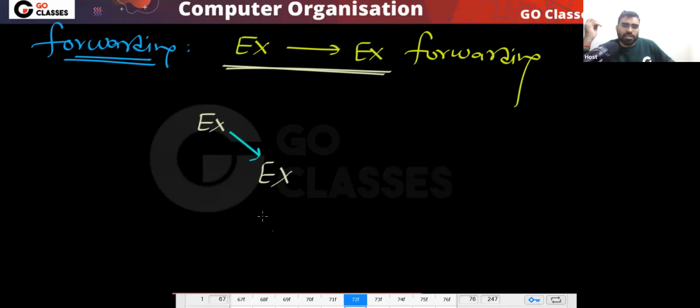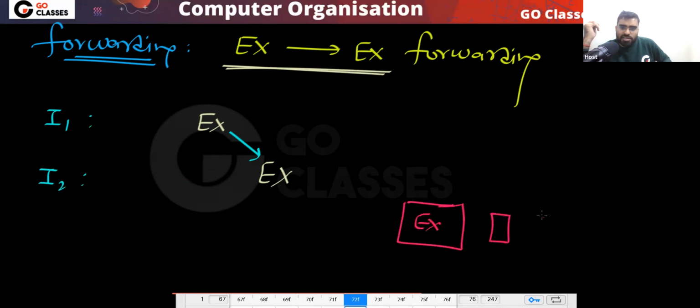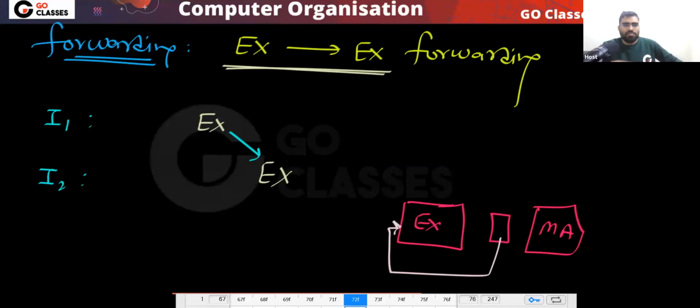How will the data path look? Let me tell you the data path. It will look like this. This is your execution stage. This is your execution buffer. This is your MA stage. This is the data path. This is your forwarding, the execution stage to execution stage forwarding.